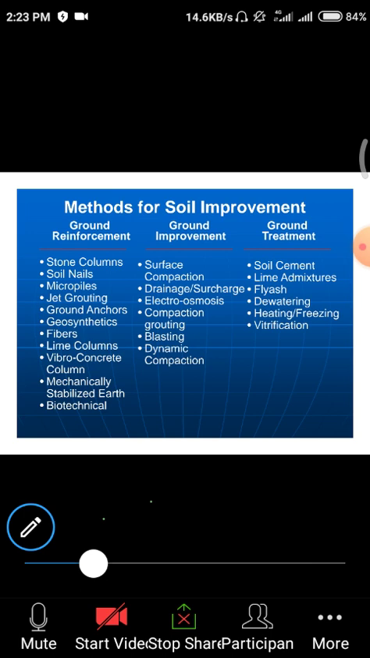Next, the last one is the biotechnical. Biotechnical means bio, meaning living organisms, some amount of bacteria and others. That means it is only related to bacteria. Nowadays, after 2010, we have bacterial concrete. That means some amount of fungus-like materials are used to cure the concrete without having water.